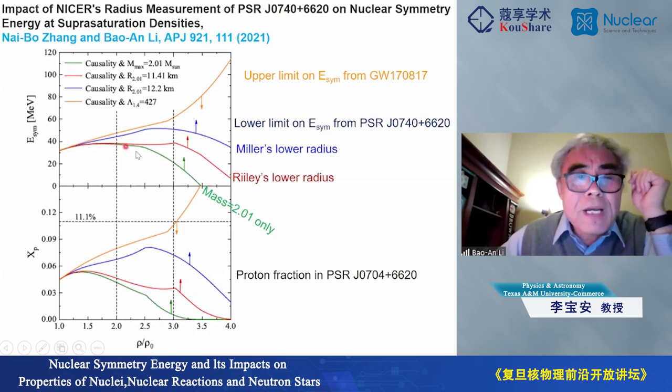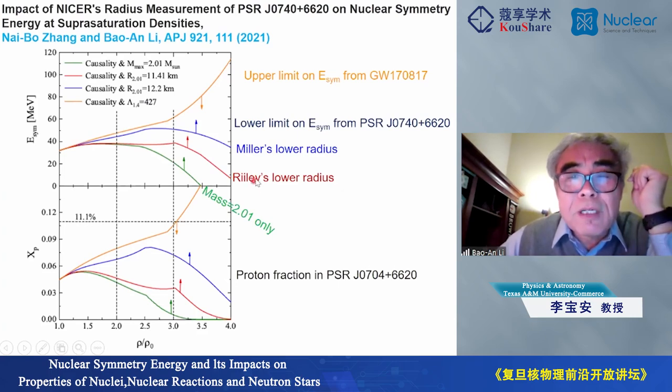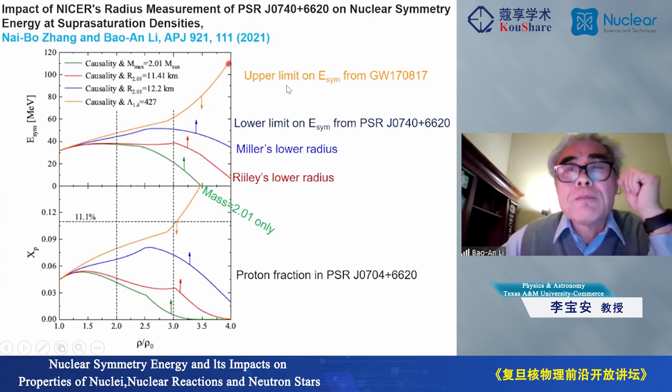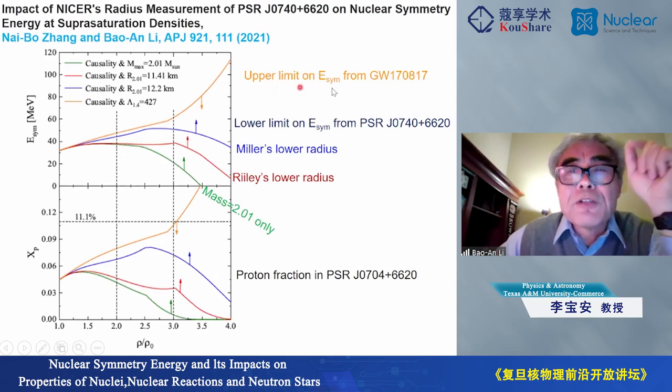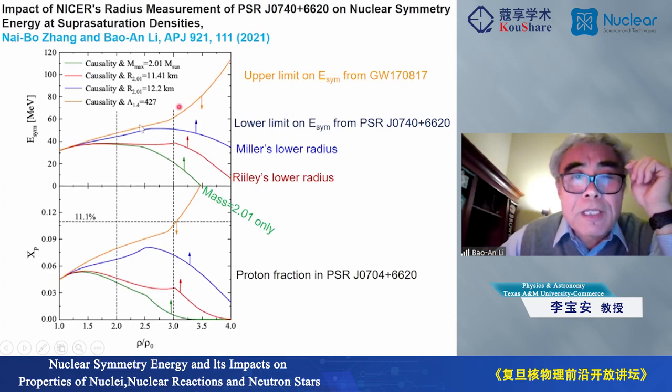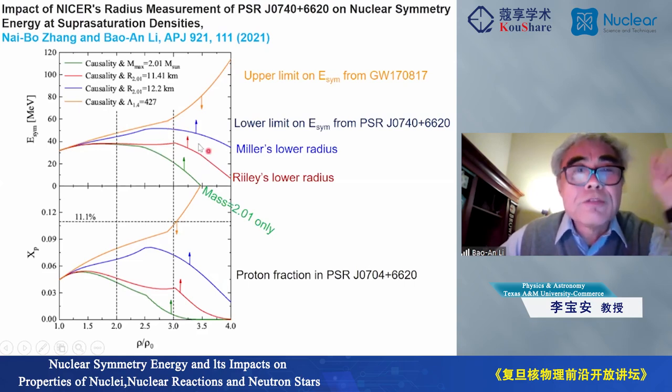So before we had the radius information, we would conclude that the lower limit of symmetry energy at high density is along this green line here. Now, if we use the data from Riley's group, you get this lower limit. And Miller's group will give you this limit. The upper limit is coming from, I told you, the cross line between the tidal polarizability and the causality. This is the upper limit. So this is the upper limit of symmetry energy at high density. Now, the lower limit depends on the radius you use from NICER, okay?